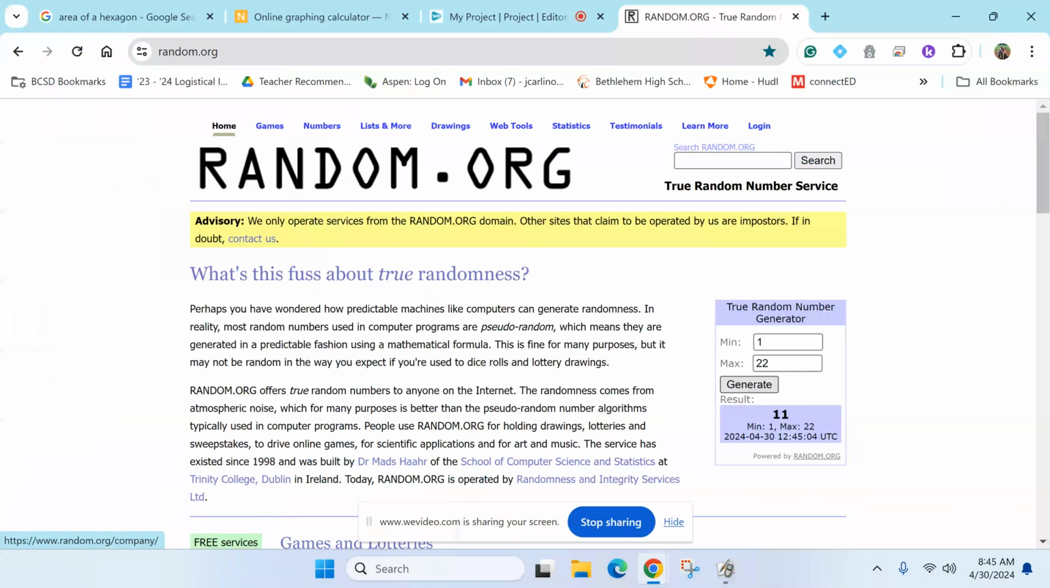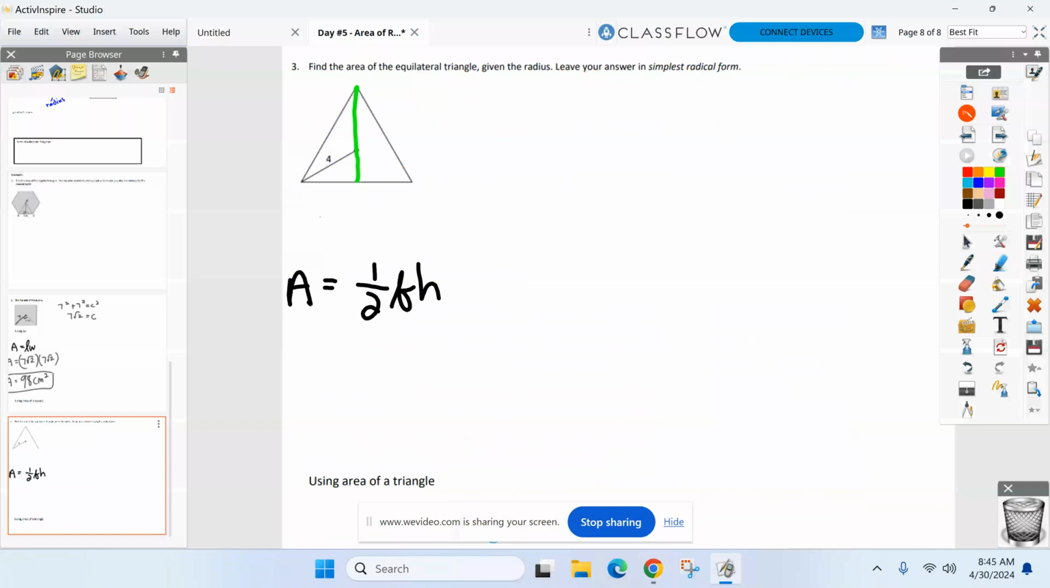What else can I add in my diagram right now? Because that's the height. Dylan? They're perpendicular, so I could put right angles there. Yep, good job. Another question for you. I don't know how long the whole height is, but I know how long part of it is.